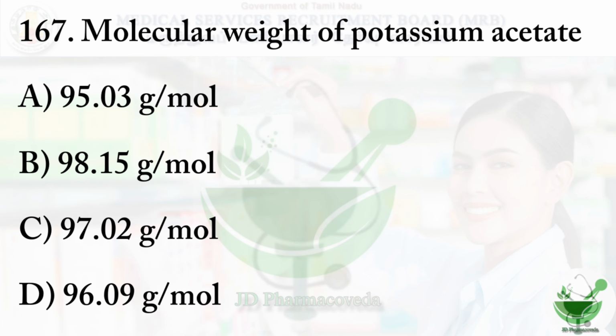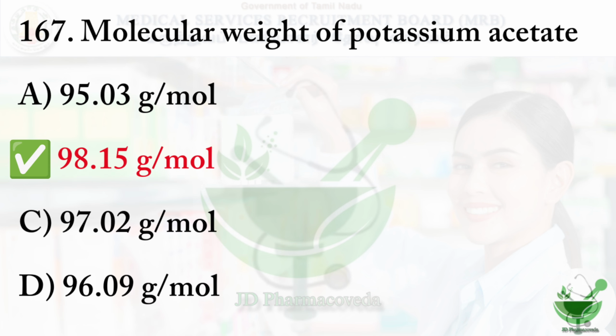Then question number 167, molecular weight of potassium acetate. Option A 95.03 gram per mole, option B 98.15 gram per mole, option C 97.02 gram per mole, and option D 96.09 gram per mole. So the right option is option B, 98.15 gram per mole.